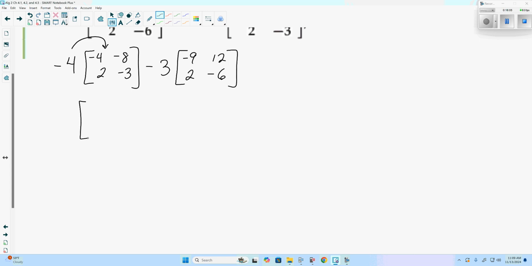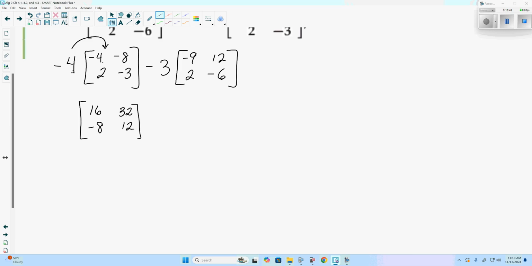Or we can do negative 4 times negative 4, which is 16. Negative 4 times negative 8 is going to be positive 32. Negative 4 times 2 is negative 8. And lastly, negative 4 times negative 3 is 12. So again, we could do that already. We can be multiplying them as we simplify. We don't necessarily have to rewrite it as negative 4 times negative 4, negative 4 times negative 8, negative 4 times 2, negative 4 times negative 3, and then simplify. We can do that in one step. There's nothing wrong with that.